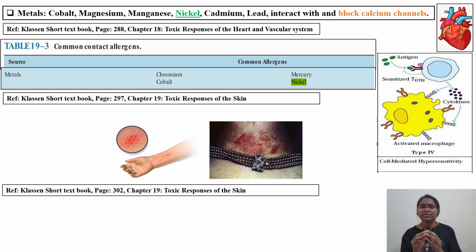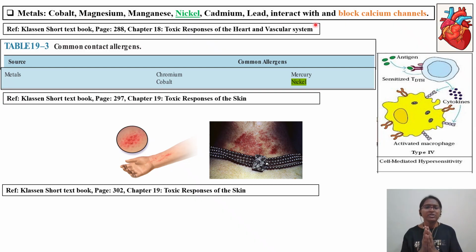So what is the adverse effect of nickel on the heart? If you look into chapter 18, toxic responses of the heart and vascular system, nickel has been given there. What it will do is interact with the calcium channels in the heart. Nickel will bind with these calcium channels and cause blockage of them, because of which contraction of the heart will be affected. So apart from nickel, pause the video and read about other metals which cause blockage of calcium channels.